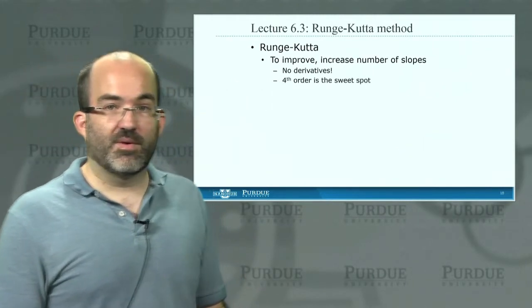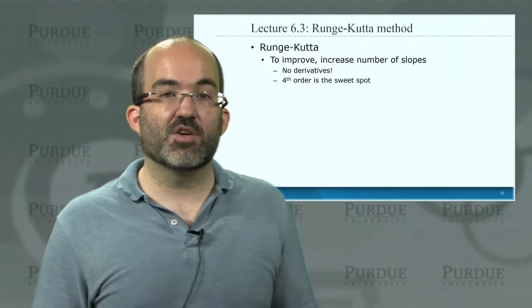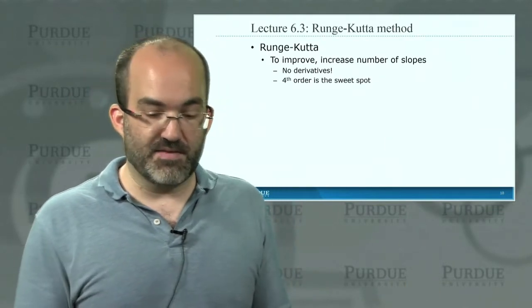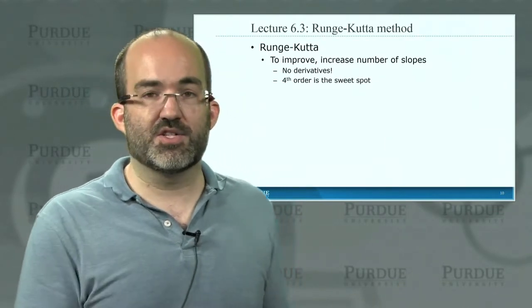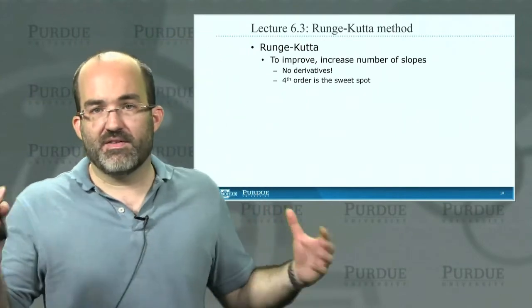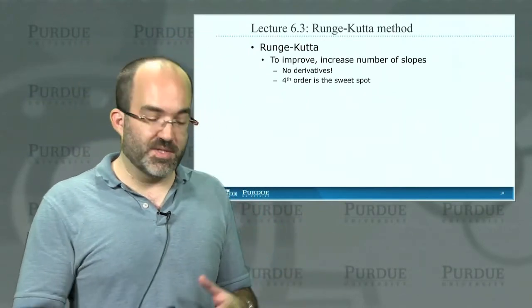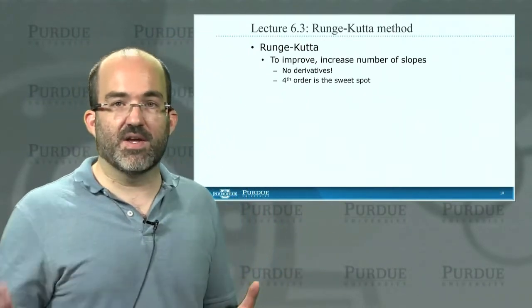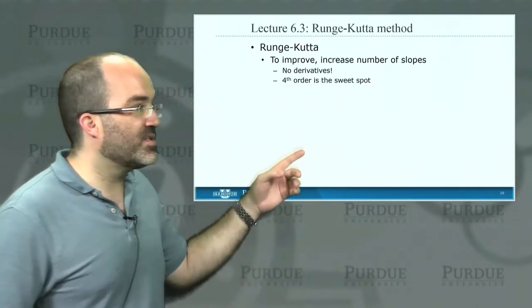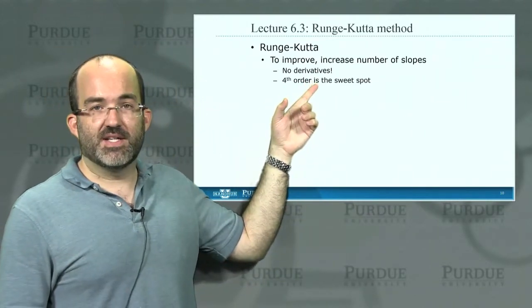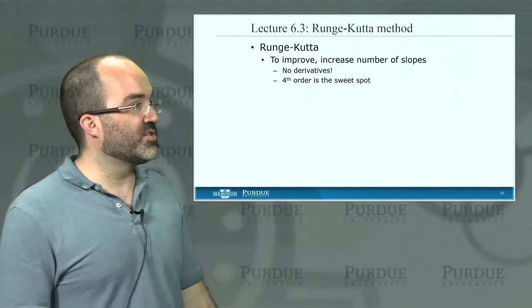To improve the Runge-Kutta solution, all we have to do is increase the number of slopes. Instead of taking one extra slope like we did just now, we can take 3, 4, 5, however many slopes you want. With the more slopes you take, the greater the accuracy. And note that at no point have we taken a derivative, so there are no additional derivatives.